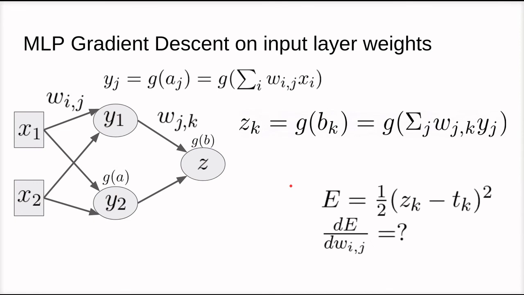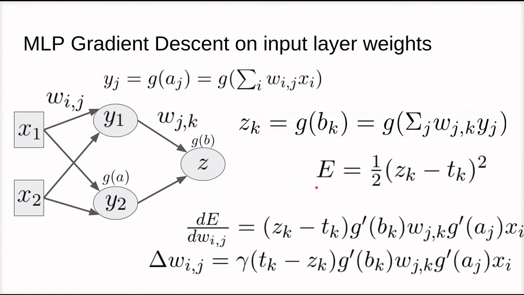Well, we set up the error function as we did for the single layer case, but how do we find the derivative of the error function with respect to the input weight? That is to say, how does this error function change as we change these input weights here? Well, the answer is we apply the chain rule once again.